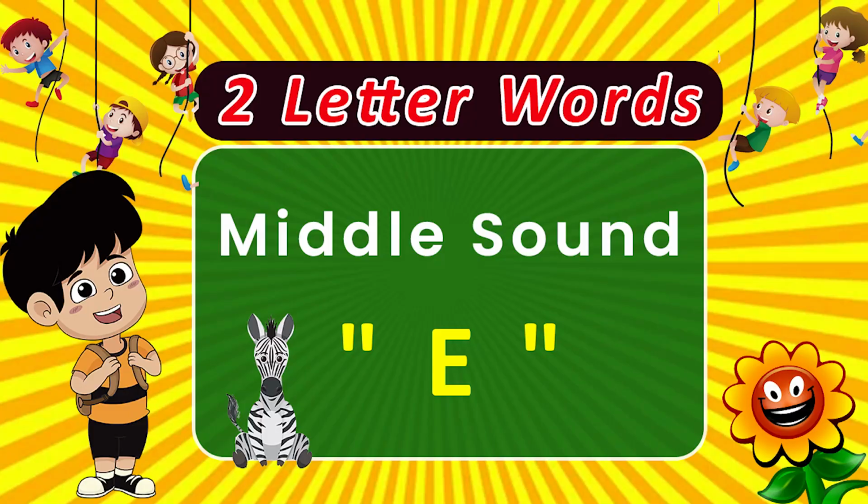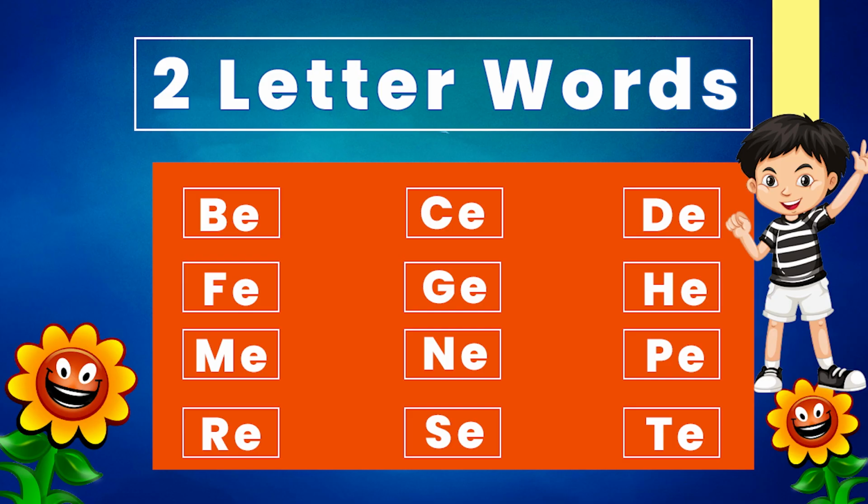We're gonna learn how to blend the middle sound of E. E makes the sound of eh, eh, eh. When we say A, it makes a big eh. When we talk about E, it makes a little eh, eh. Let's get started. B, eh, be.